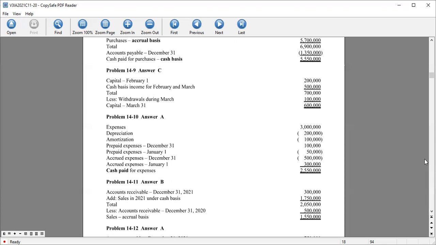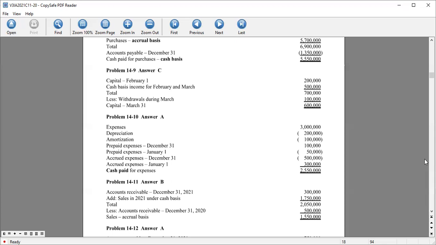And since the company uses the cash basis of accounting, the amount of expenses payable in April will not be recorded in February or March. So we have now the answer to 14-9, letter C. Now we have the next problem.